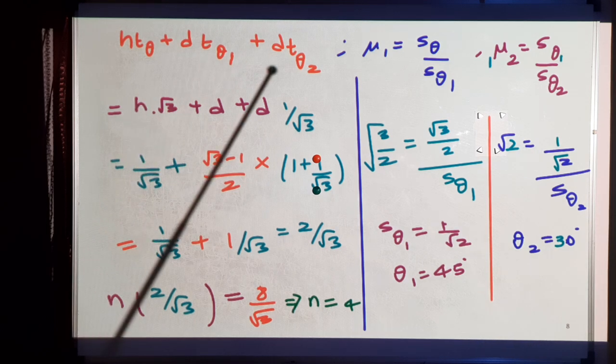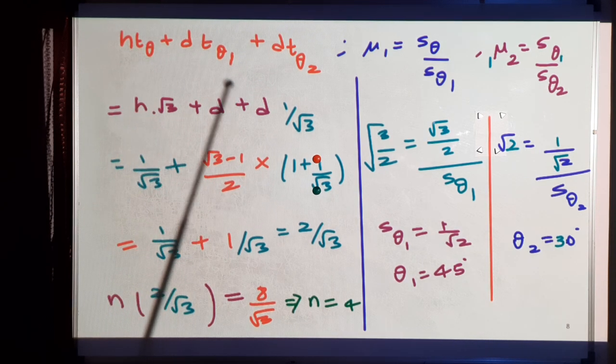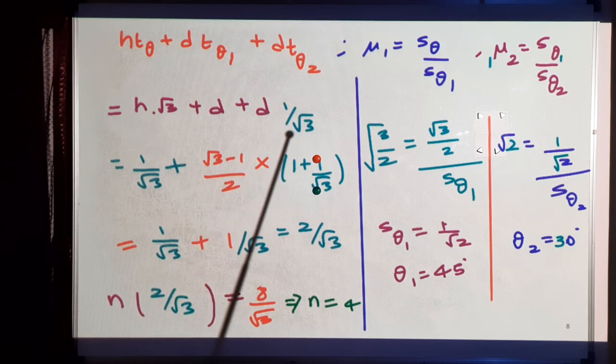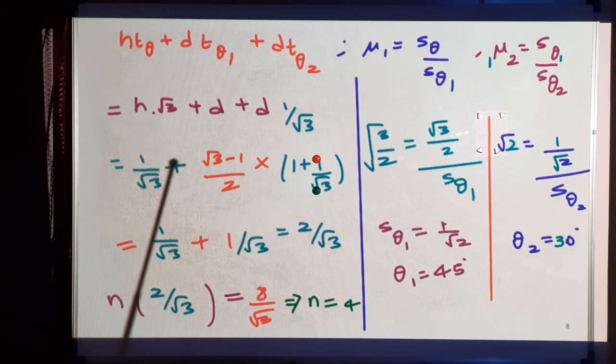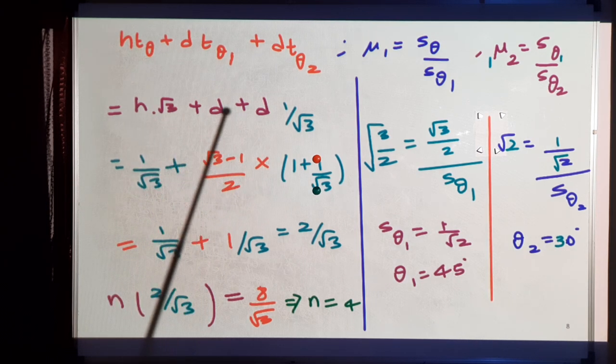So once theta 1, theta 2 are known, we can use this. So h tan 60 is root 3, and then d tan theta 1 is 45, theta 2 is 30 degrees, so 1 by root 3. H is given as 1/3, so 1/3 into root 3 is 1 by root 3, and d is root 3 minus 1 by 2 into 1 plus 1 by root 3. So simply we get 2 by root 3. So this is the shift when it passes through 1 unit. Through n units, the shift will be n times this one. That should be equal to 8 by root 3. That means n should be 4.